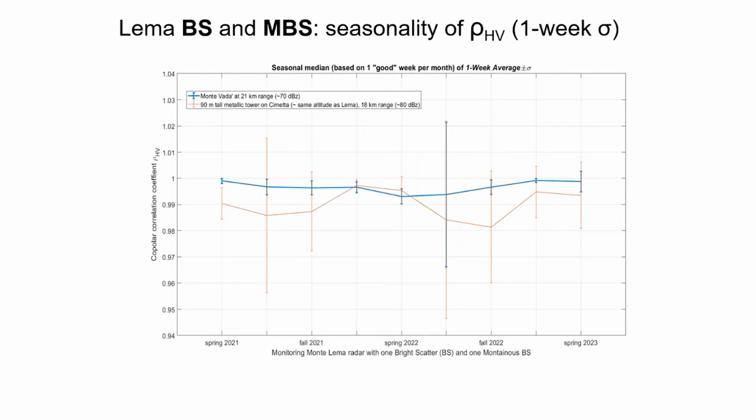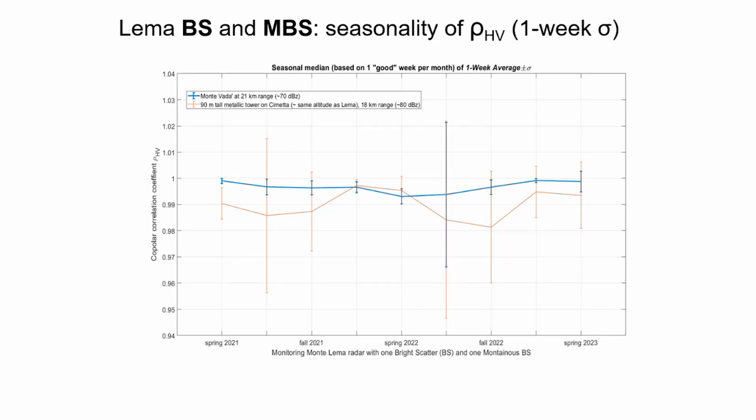Then I went to rho HV, and something similar. Season after season, you see Cimetta has a larger standard deviation of rho HV, and Montevada has a relatively smaller standard deviation.